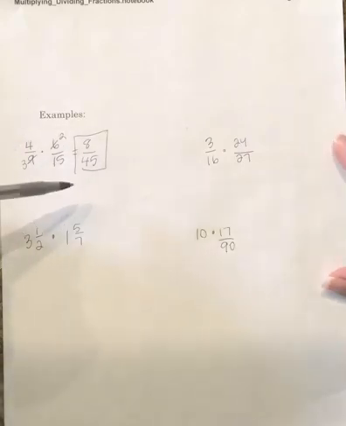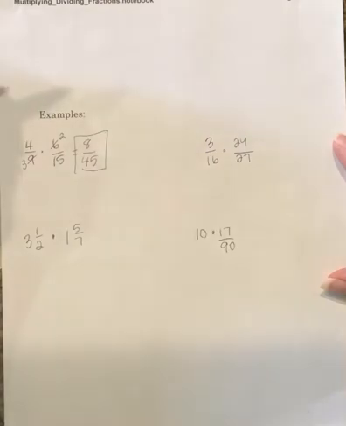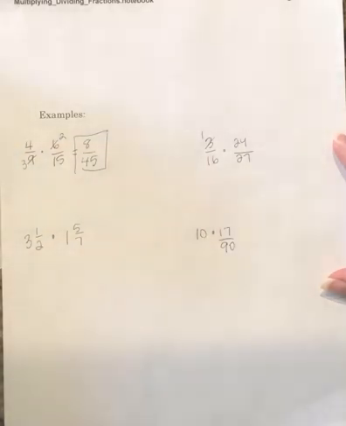Then I have 3 over 16 times 24 over 27. Going to start looking for common factors. So the first one that's jumping out at me is 3 and 27. The greatest common factor is 3. So 3 divided by 3 is 1. 27 divided by 3 is 9.